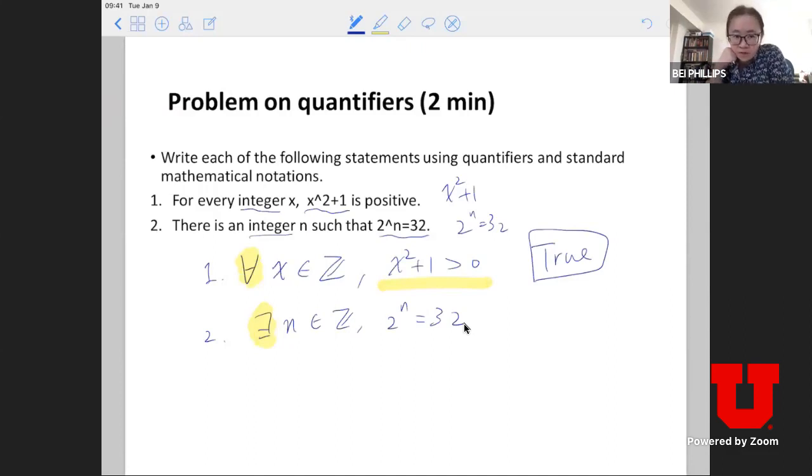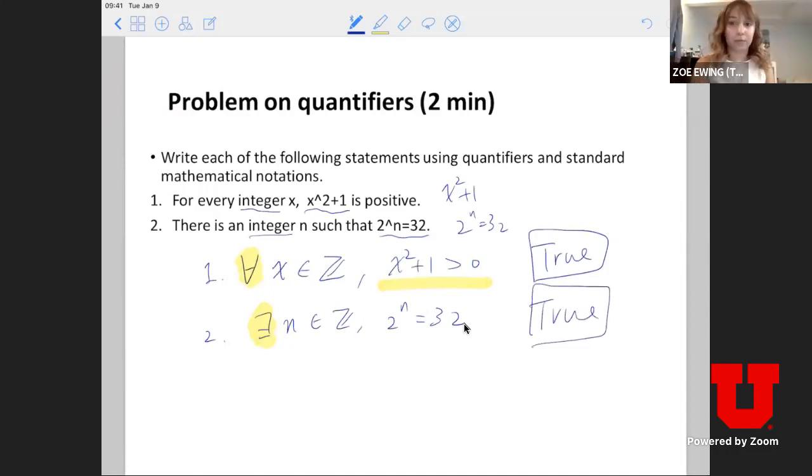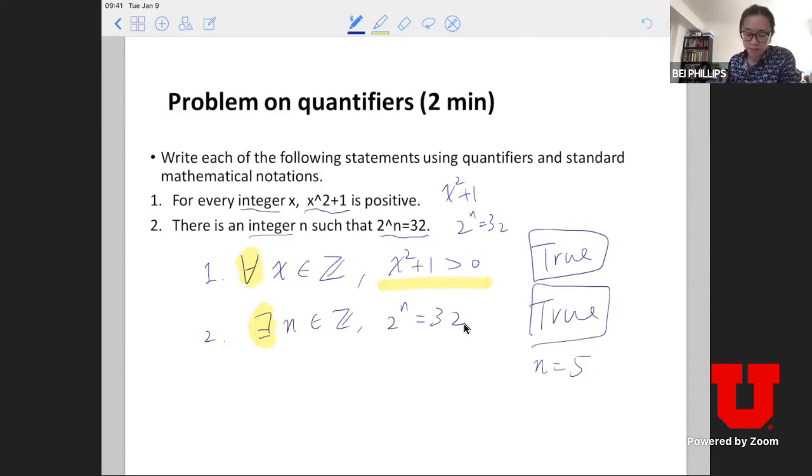The second question is now, is the second statement true or false? There exists an integer n such that 2 to the power of n is equal to 32. Is this true or false? Okay, true in the chat again. There's a lot of true in the chat. This is true because if n is equal to 5, 2 to the power of 5 is equal to 32. So there does exist an integer that satisfies this condition. So the statement is true.